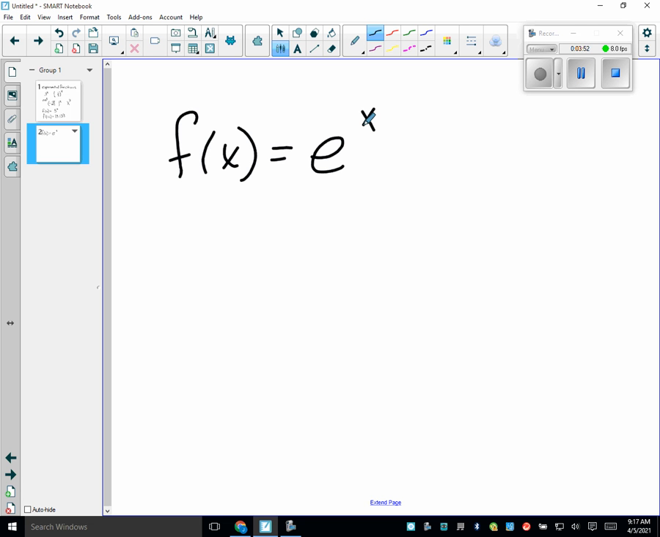It actually represents 2.718281828, and so on. It is an irrational number. And if you look on your calculator, you will have an E button. It's by LN. Do you see it? What color is it? Blue, which means in order to access it, you have to push the blue button first. Okay? See it?